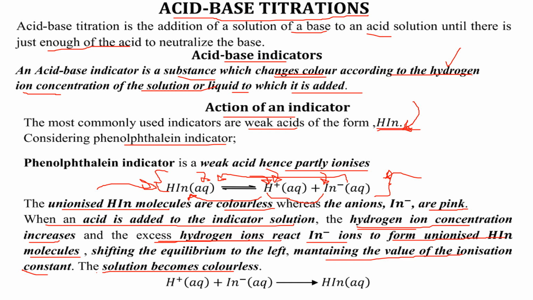It's becoming colorless because we have excess of the HIn molecules, and it says that if you're having excess of the HIn molecules, the solution is going to be mainly colorless, and if you're having excess of the In- ions, the solution is going to be mainly pink. So adding an acid, excess hydrogen ions react with the In- ions to form back our unionized HIn molecules.